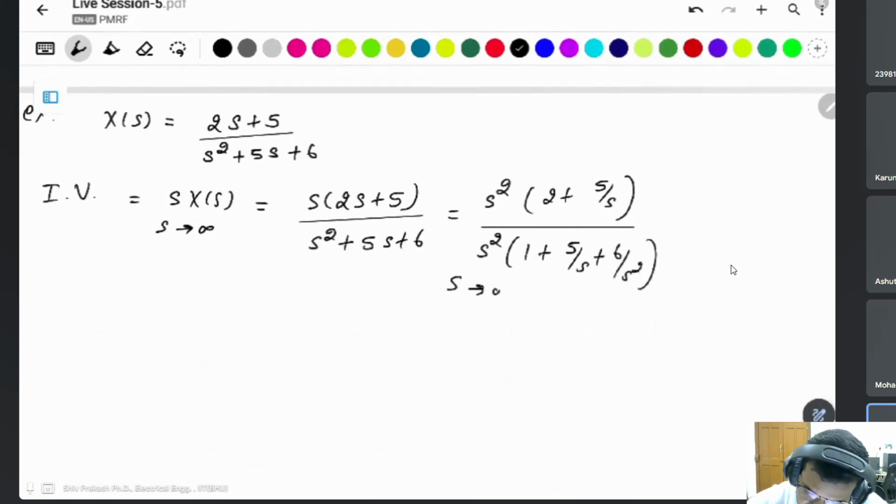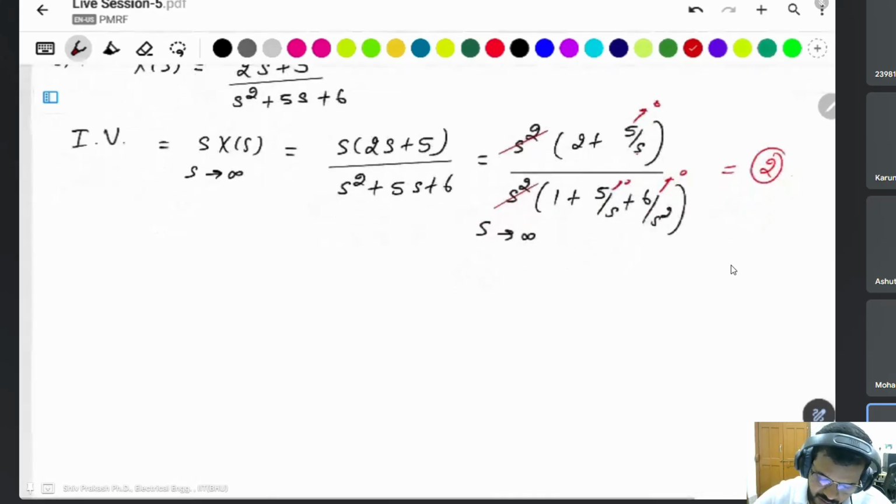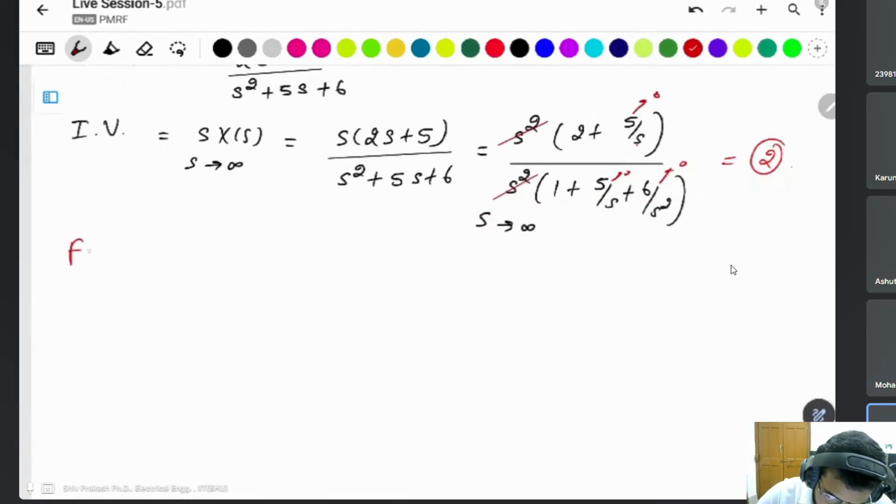Then put s tending to infinity. The s square cancels out. For s to infinity, 1 by infinity will be 0. This will also be 0, this will also be 0. The initial value is 2. Then what about the final value?